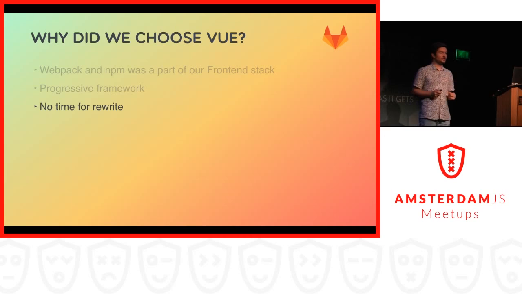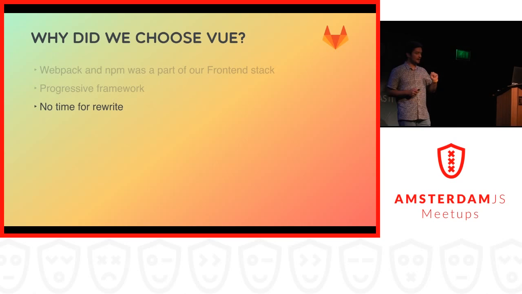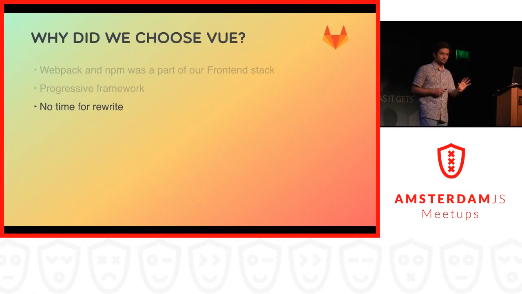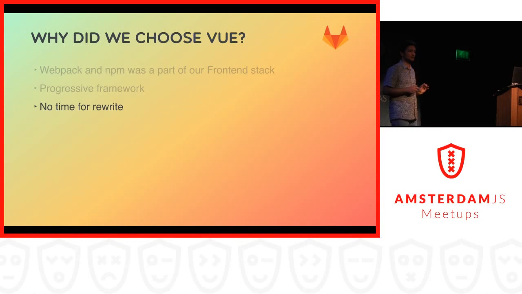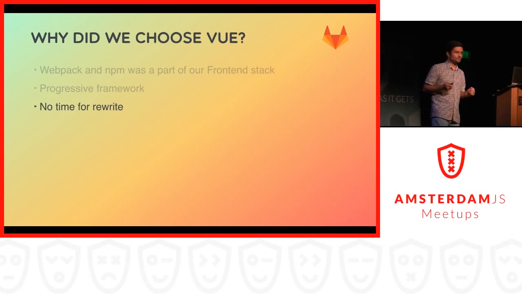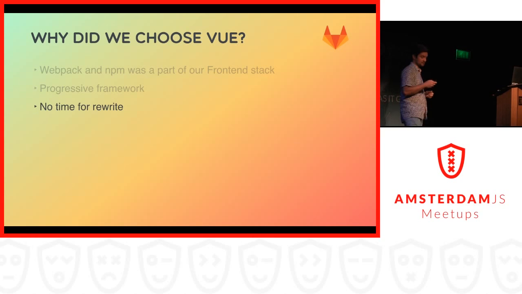And we are actually in a huge competition with GitHub, so we don't have any time to rewrite things. We cannot sit down and start everything from scratch. We cannot do that. We have to make sure that we ship to production on the 22nd of every month, no matter what. GitLab releases a new version on the 22nd of every month. So we cannot rewrite everything. There is really no time for that.